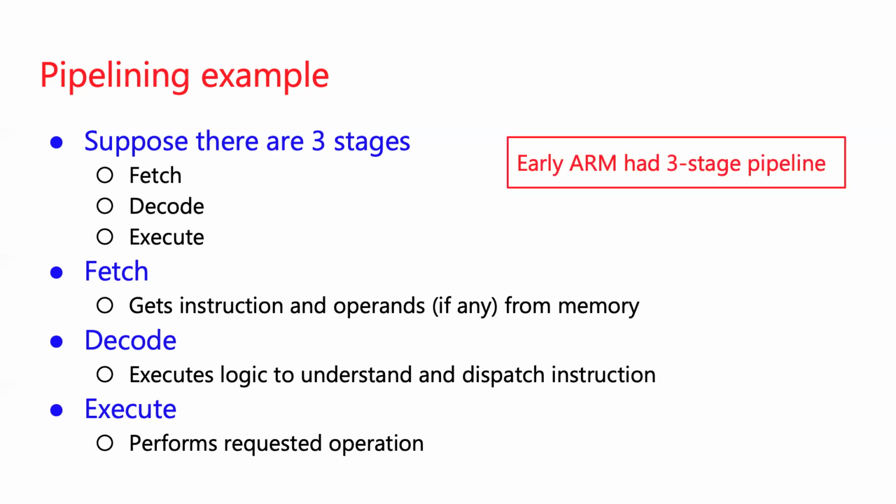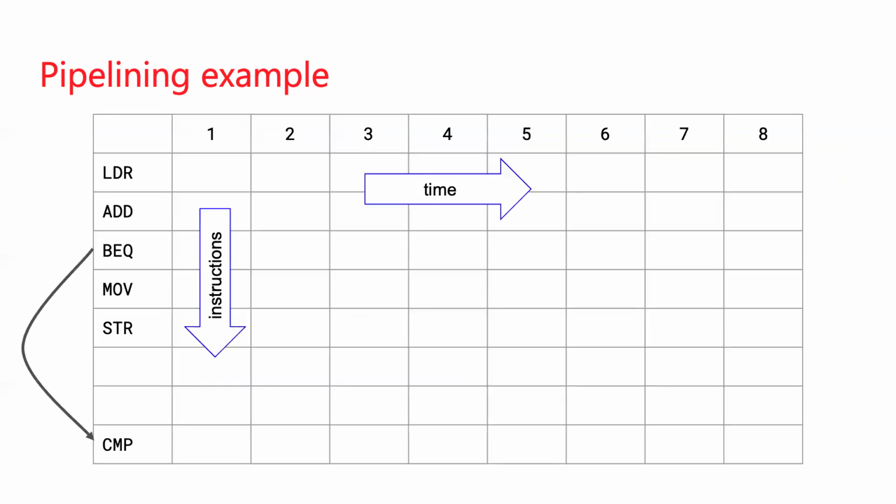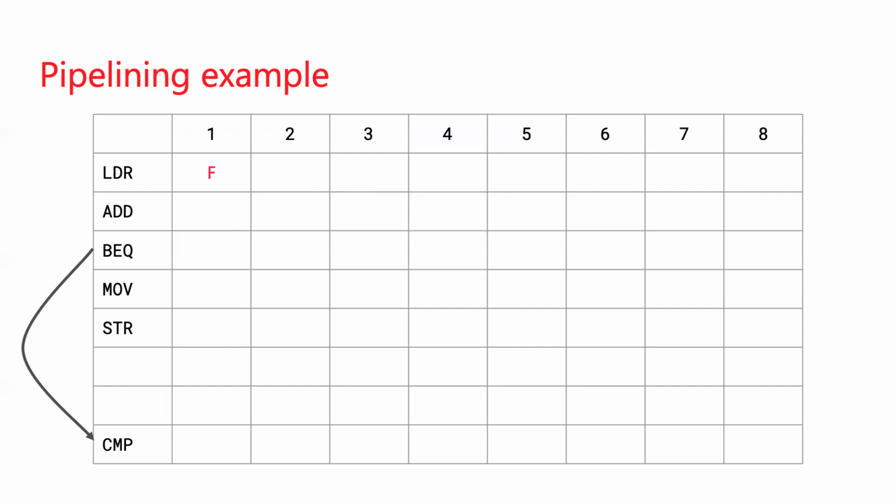We could have more stages, and that could make things go faster, but this is at least a simple model to think through. So let's say we had a piece of code like the left. It's got a load, an add, a branch, a move, a bunch of other things. So those are the instructions. And let's pretend we're going to start running the code. So maybe we go fetch the load instruction. And then next, we're going to have to decode the load instruction. But while that's happening, we can be fetching the add instruction.